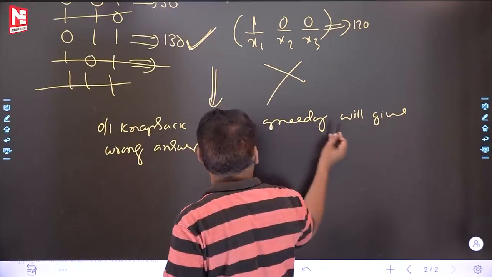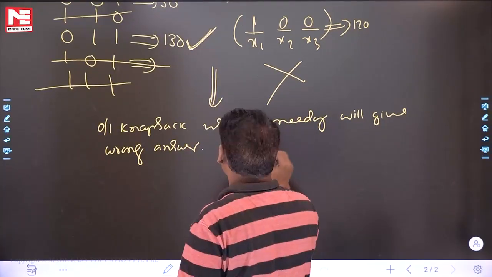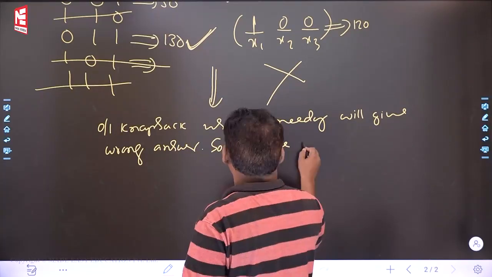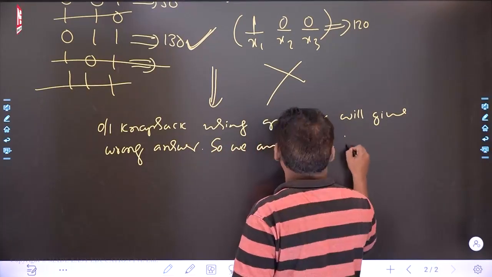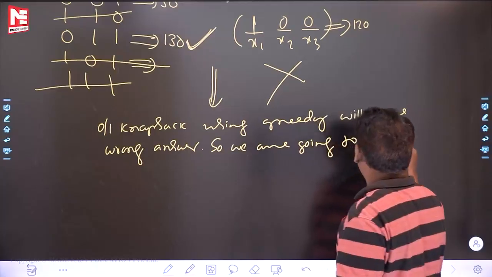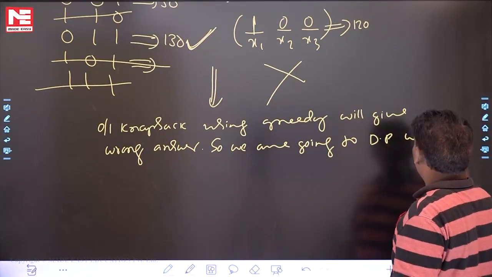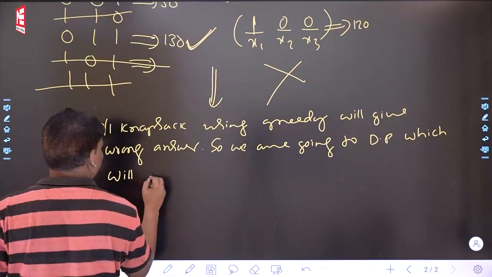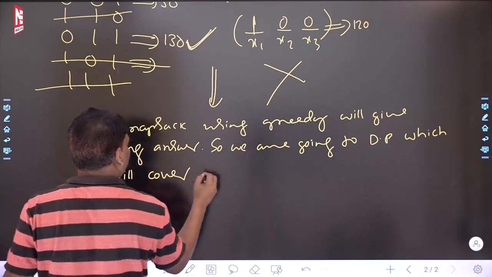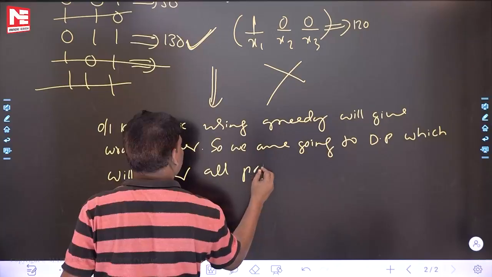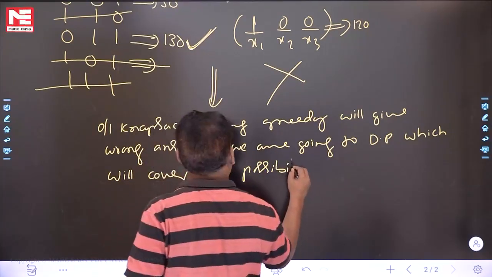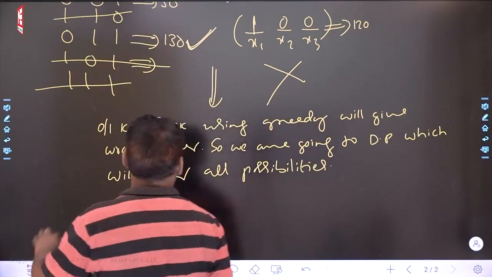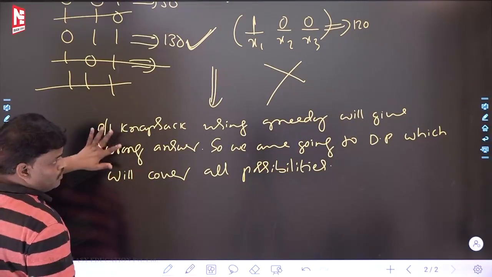So greedy is giving the wrong answer. What is the meaning? There is no shortcut. So we are going to dynamic programming, which will cover all possibilities. Right, fine. I am thinking that you are absolutely fine.